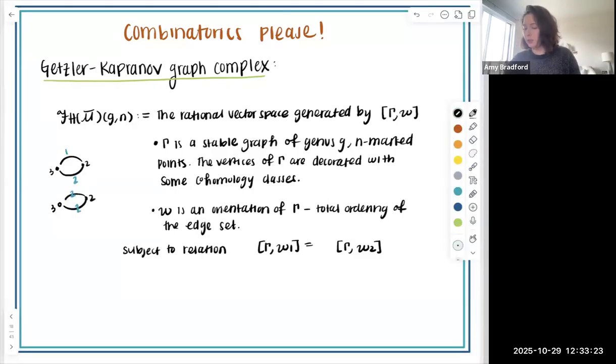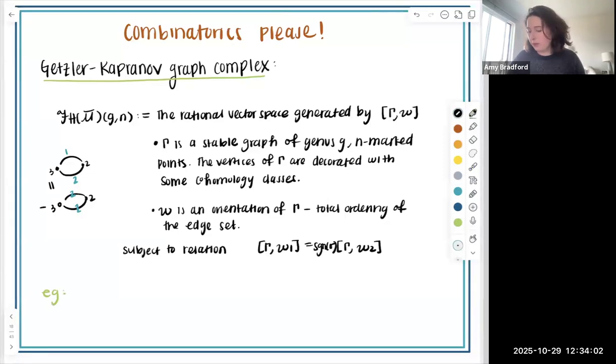And so I'm going to say that these two elements in this vector space are equal up to some sign. And this sign, sigma, is going to be the permutation that's permuting my edges, and then I just take the sign of that permutation. So in other words, in this vector space, these two are equal up to a sign. Okay, so that's all we're doing right now: we're taking a vector space that's generated by a certain type of graph. And so let me write down another example that's including these decorations.